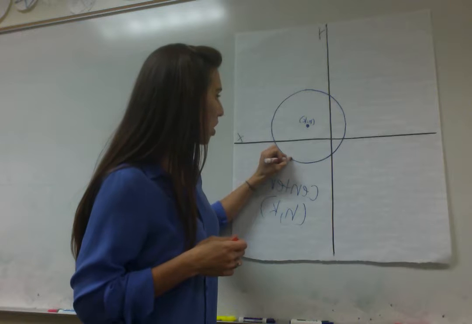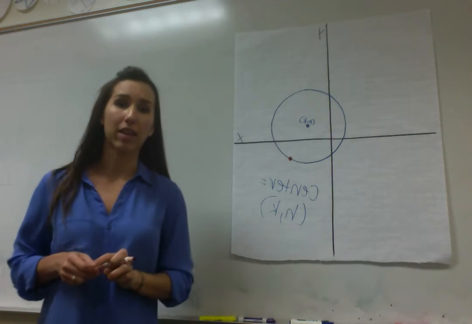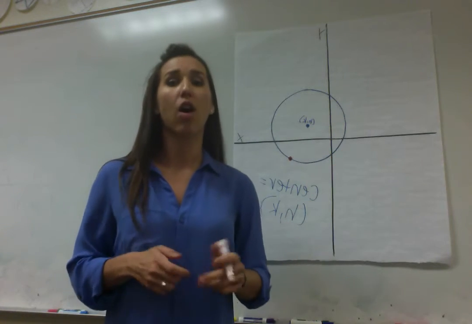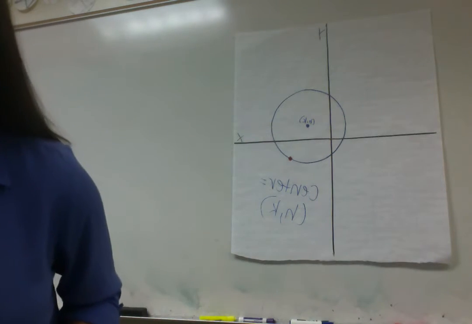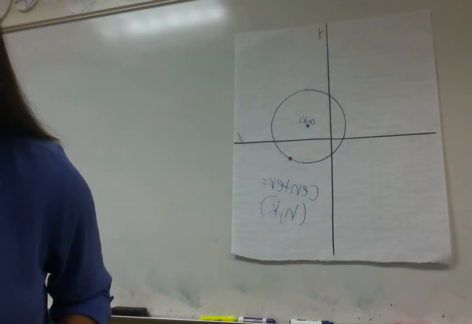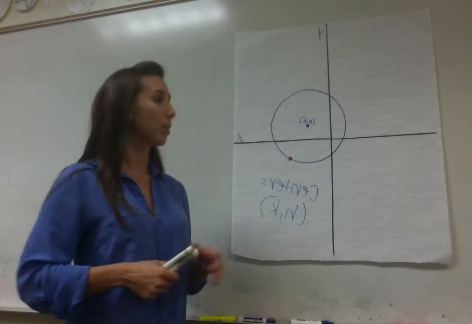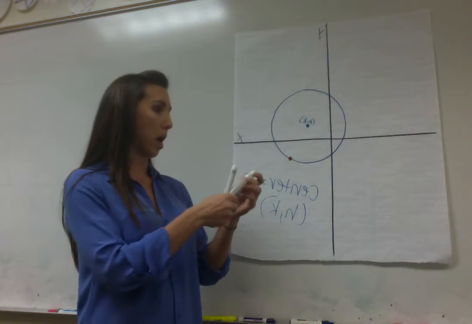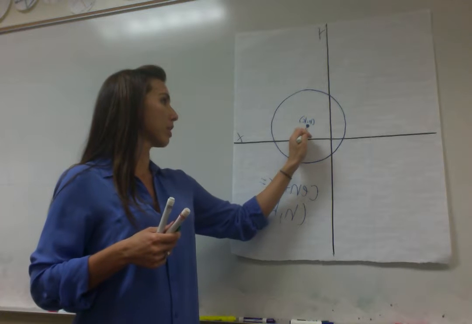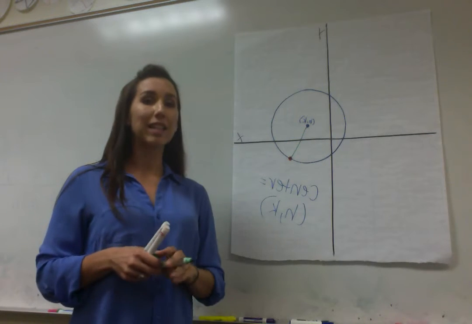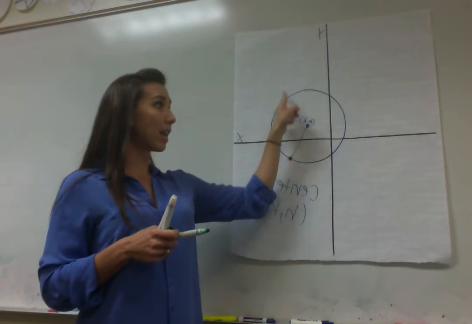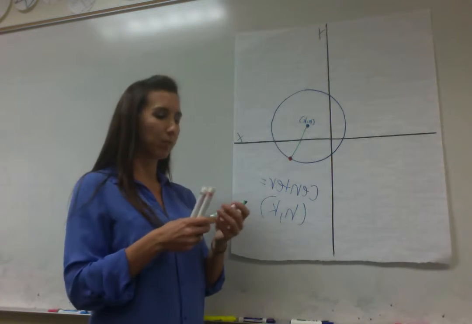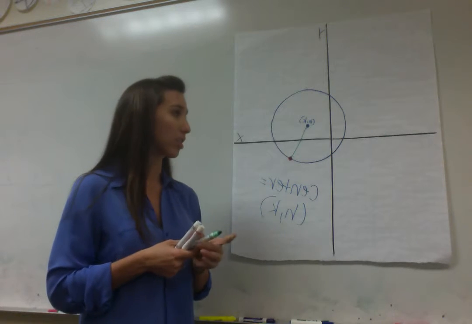I'm going to choose this red point right there. That's a point on my circle. I could have chosen any point along that circle because when I'm thinking about points on my circle, they're all equally distant from the center. I can make a line from here to here. That's the same distance as any point on the circle is from the center. That's a radius. There's an infinite amount of radii on that circle.